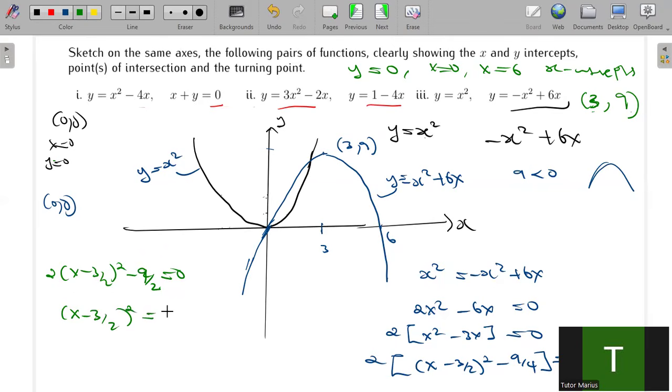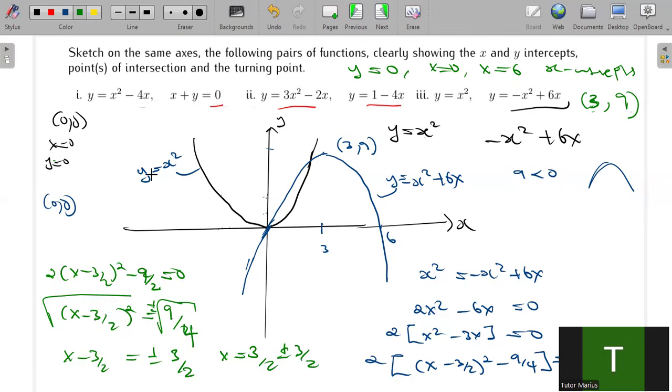Okay, squared is equal to 9 over 2. But then if I divide by the 2 there, this gives me a 4. I get the square root, plus minus. I have x minus 3 over 2 is equal to plus minus the square root of 9, which is just 3, over the square root of 4, which is 2. So we get x is going to be equal to, take the 3 over 2 to the other side, then plus minus 3 over 2.